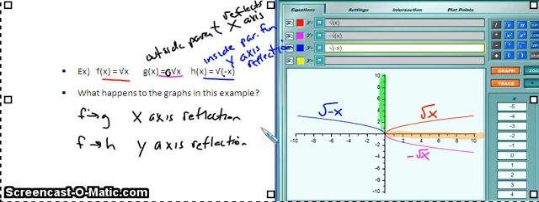So just by changing the placement of the negative sign to outside of the square root or underneath the square root, it's going to change it from an x or a y-axis reflection. You need to know how that placement of the negative will affect the graph.